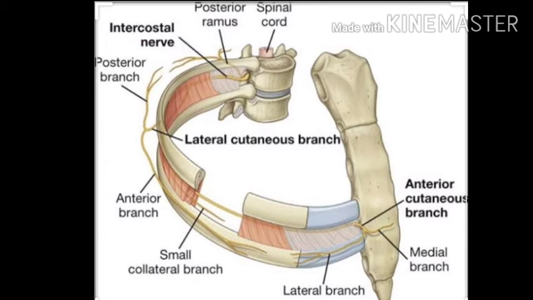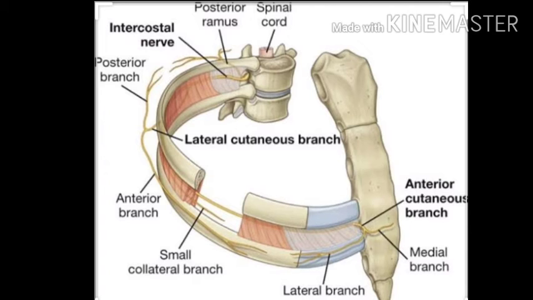The innervation of the thoracic wall is mainly by the intercostal nerves. As you see in the diagram, there is the spinal cord and also the anterior and the posterior rami. The anterior ramus is basically the intercostal nerve. These intercostal nerves are basically the anterior rami of T1 to T11.